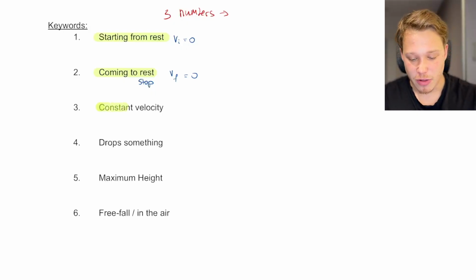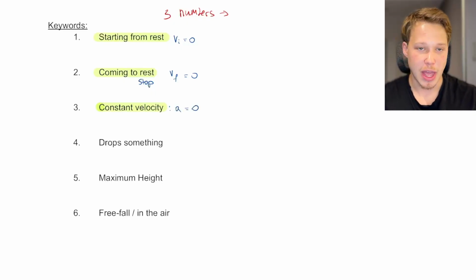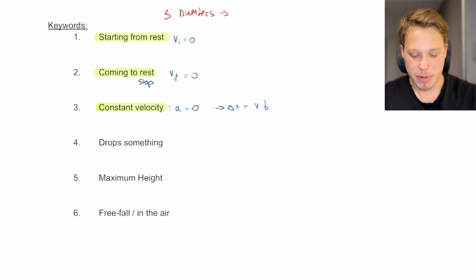If it says constant velocity, we already saw what that means, right? That the acceleration is 0, and you just need to use this equation. Displacement is equal to velocity times time. This one is less common, but sometimes I saw if something is dropped, that typically means the initial velocity is 0 as well.